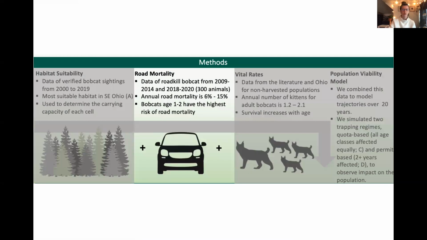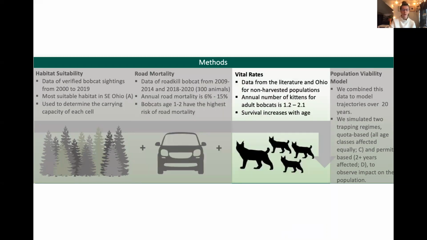To determine road mortality risk, we used data from roadkill bobcats collected from 2009 to 2014 and 2018 to 2020, roughly 300 animals. From this data, a previous master's student in our lab, Heidi Benson, determined that annual road mortality for bobcats was between 6% and 15%. That is to say that if there are 1,000 bobcats in Ohio, roughly 60 to 150 die due to car collisions each year. We also determined that this risk is highest for young bobcats no longer with their mothers, ages 1 to 2 years old, as opposed to adult bobcats and kittens.